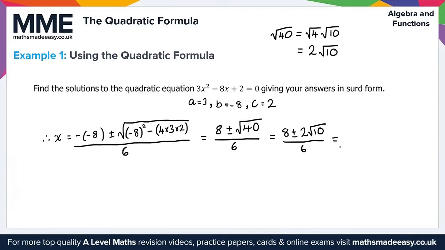So therefore, we can write our final solution as 4 plus or minus root 10, because it's 2 root 10, so we divide that by 2, we just obtain root 10. And finally, we have a 6 in the denominator, so again, if we divide it by 2, we simply get 3. And in that case, we obtain our two solutions to the quadratic equation 3x squared minus 8x plus 2 equals 0 in surd form. So x is equal to 4 plus root 10 divided by 3, and x is equal to 4 minus root 10 divided by 3. And that gives us the solution to example 1.